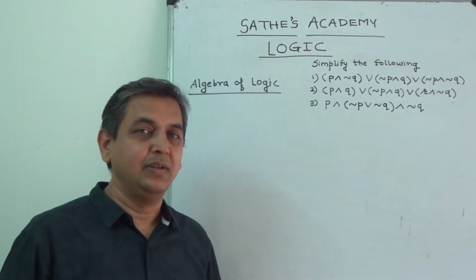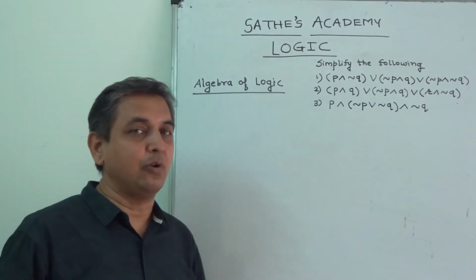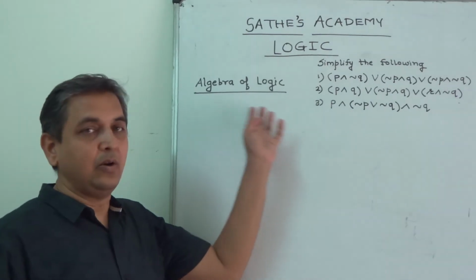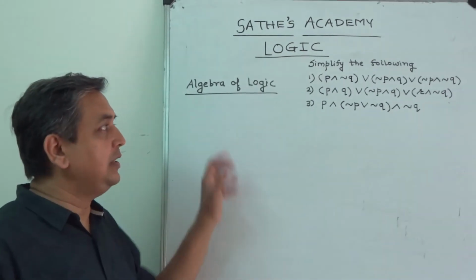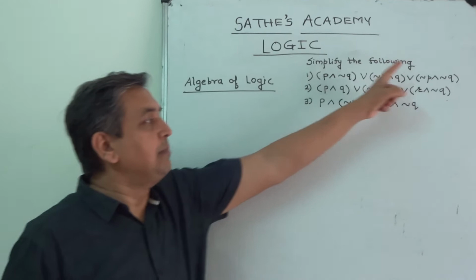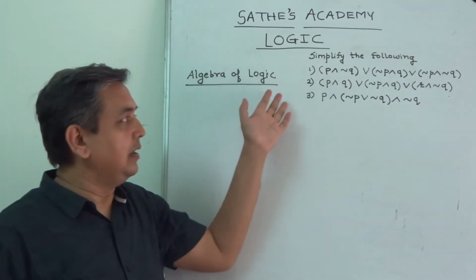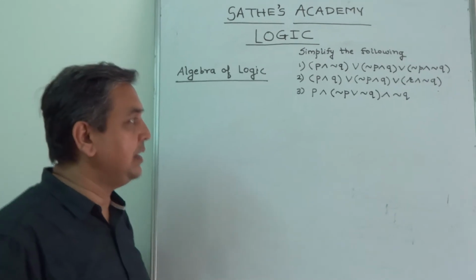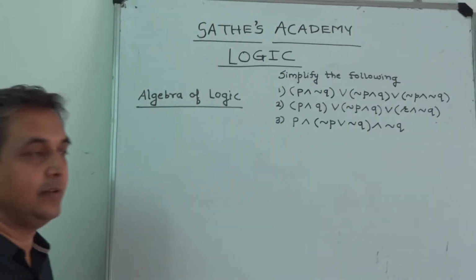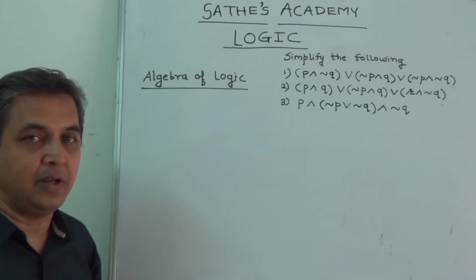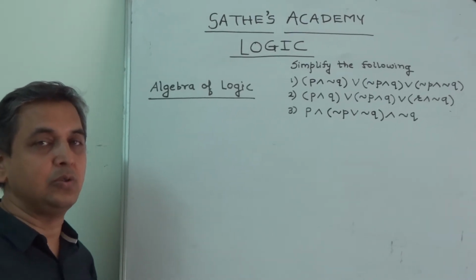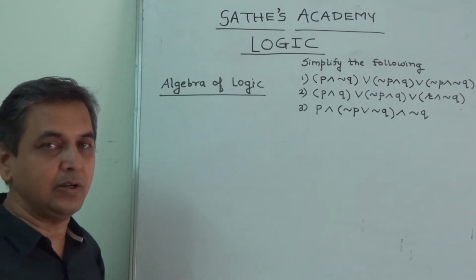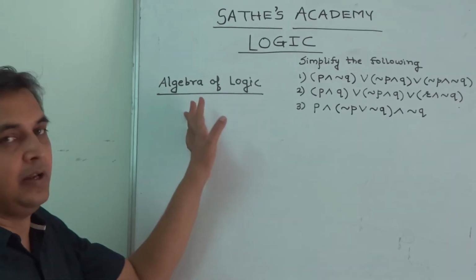Hello students, this is the last part for logic, algebra of logic. Now using this we will be able to simplify these long statements into simple forms. Let us see what is algebra of logic. In algebra we have seen many properties like associative, distributive, commutative and so on, which will be applicable here.